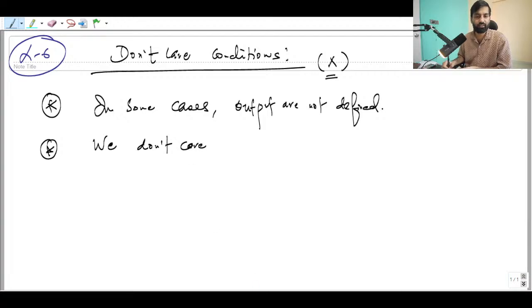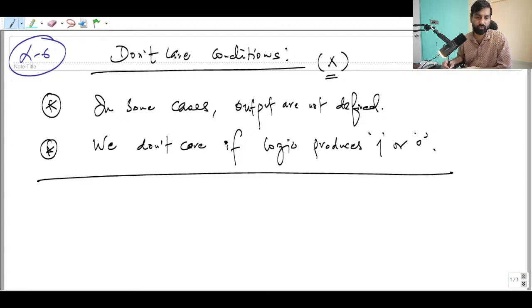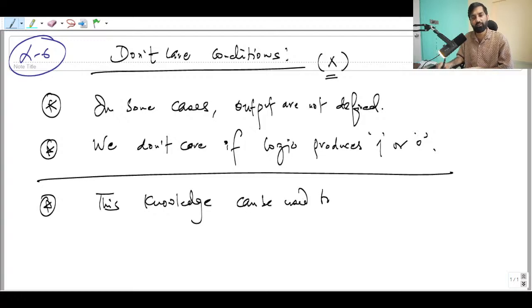We don't care whether the logic produces 1 or 0, understand? So this knowledge can be used to simplify the function, okay? If you have knowledge about don't care, this knowledge can be used to simplify the Boolean function, right?